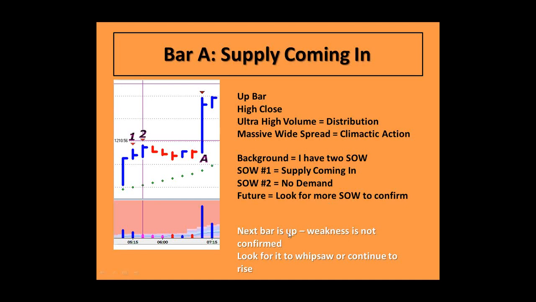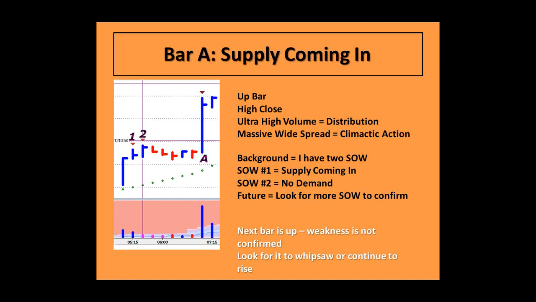So the next bar is up. The weakness is not confirmed. All right, the next bar is up. So I need to look for it to whipsaw or to continue to rise, literally straight from the dialog box. So what they're trying to say to us is, okay, look here. You have this big, massive news event. You have this very wide spread up bar. You have weakness behind you. This could be the start of the distribution or the selling phase. If it's a massive wide spread, this could be climactic action.